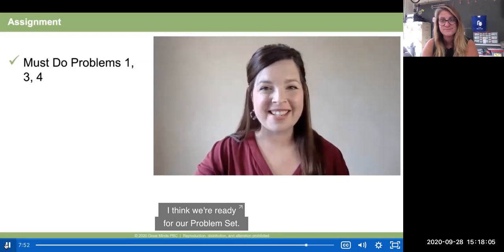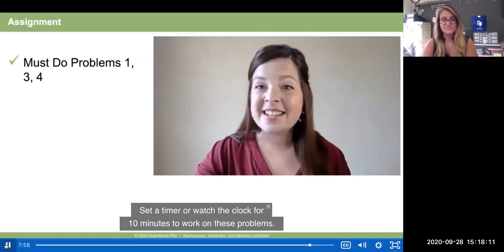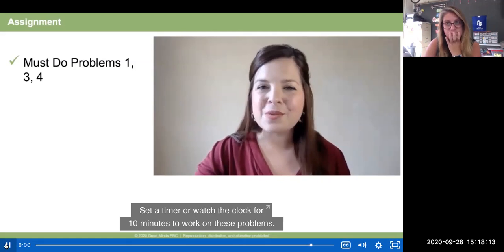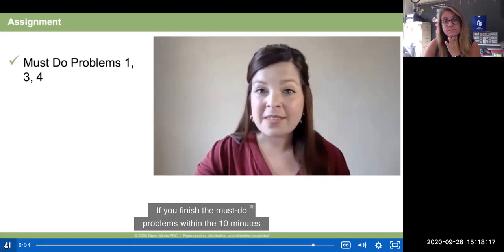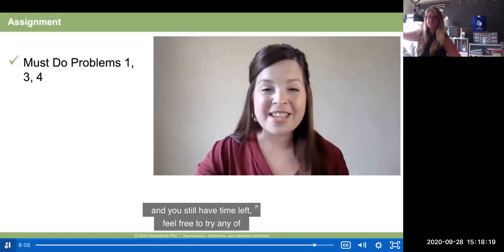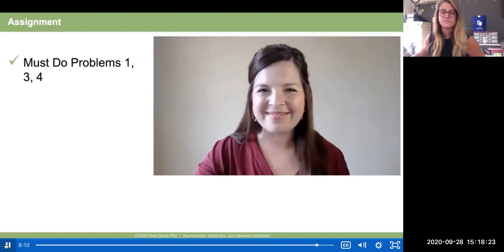Our problem set. The must-do problems for the Lesson 10 problem set are on the screen. Set a timer or watch the clock for 10 minutes to work on these problems. If you finish the must-do problems within the 10 minutes and you still have time left, feel free to try any of the other problems on the problem set as well.